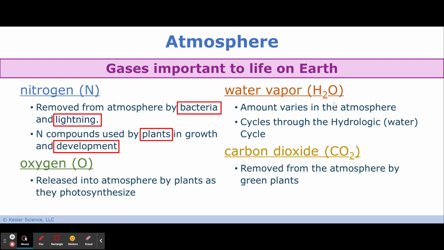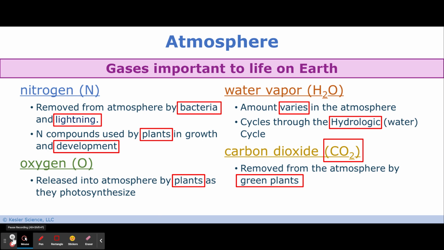Water vapor. Amount varies in the atmosphere, cycles through the hydraulic water cycle, and carbon dioxide is removed from the atmosphere by green plants. This is the other section that you're going to want to go ahead and highlight. So both of these sections right here are going to be on your test.